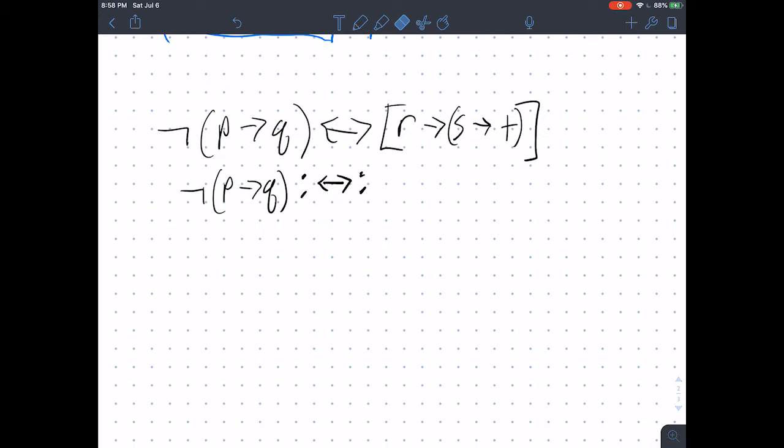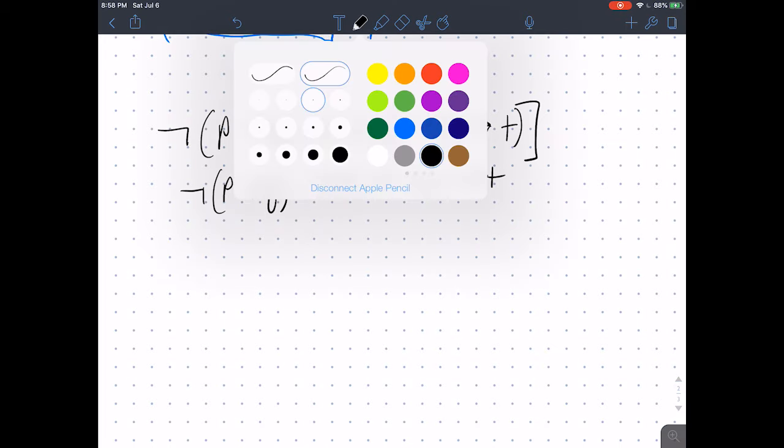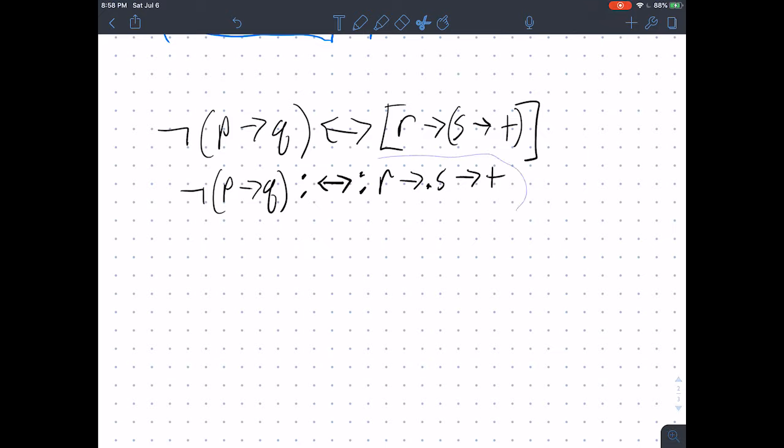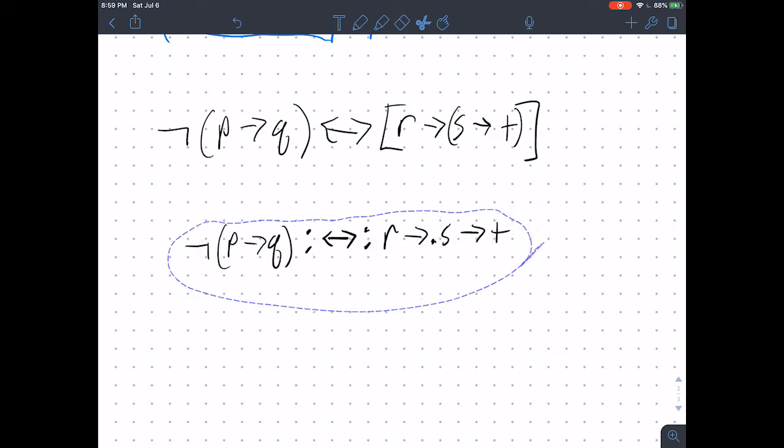So then on the right side, it's if R, then S, therefore T. Right. So let's do our thingy again. Actually, let me move this. Okay.